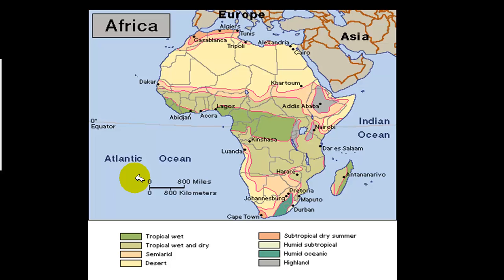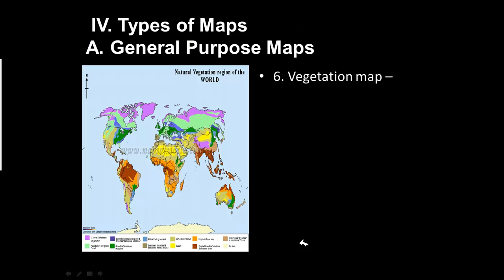This graphic is a climate zone map of Africa. Take a look down at the bottom where you see the cursor. It shows the different types of climates on the continent of Africa. You have the tropical wet and dry, the semi-arid, the desert, the subtropical dry summer, the humid subtropical, the humid oceanic, and the highland.